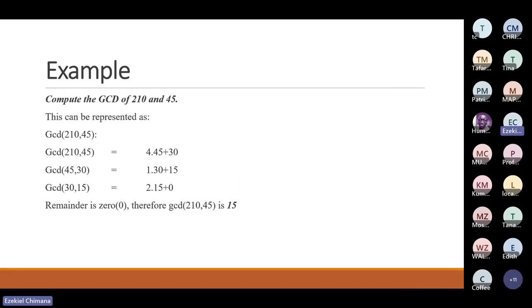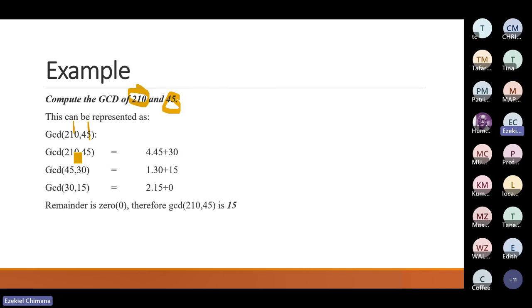So here's just an example which asks you to compute the GCD of 210 and 45. Some of the time they do not give you the value of A and the value of B. They'll just give you two integers. You have to note which value is A and which value is B. And remember, this function takes A and B. So the larger value will be the value of A, and the smaller value will be the value of B.